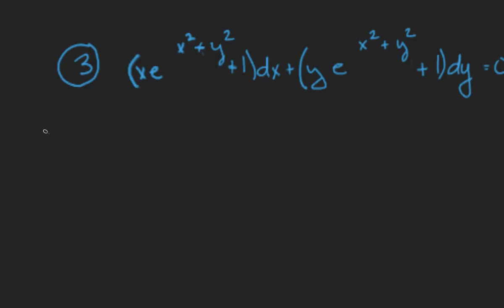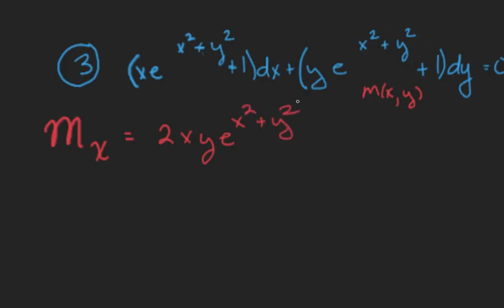We need to take the derivative of m with respect to x. And normally m does come first, but don't let them trick you. You see how this is dx, m is usually attached to y. So this right here is your m of xy. So here, if I derive that with respect to x, I'm going to get 2xy e to the x squared plus y squared.